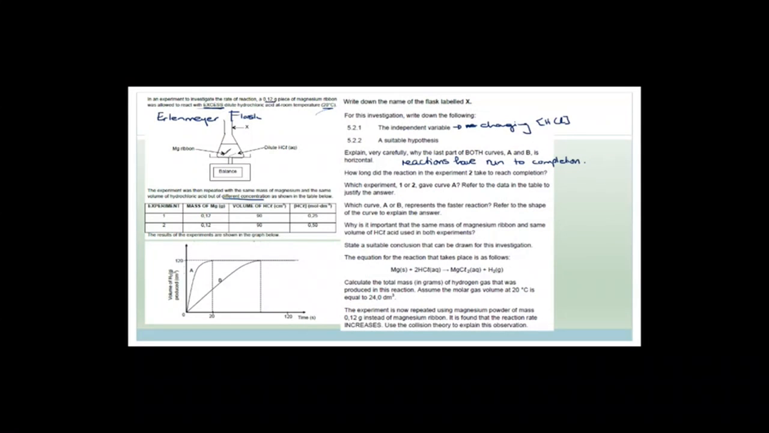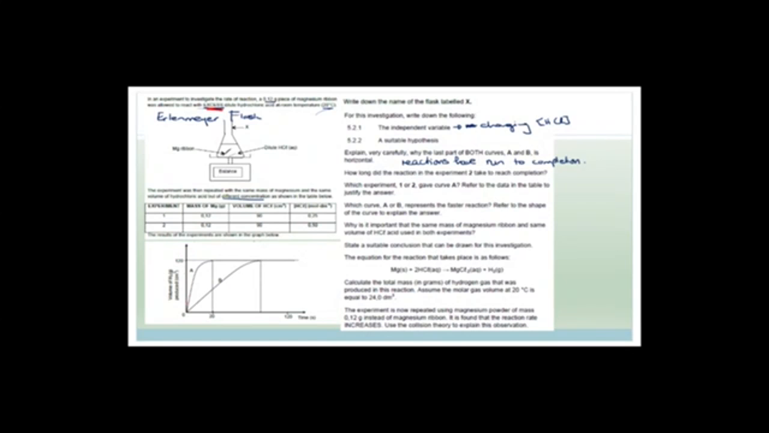Okay. So we did this question, and we got as far as, explain very carefully why the last part of both the curves, A and B, were horizontal. And just to remind you what was going on here, we had an experiment where the person had taken magnesium ribbon and put it in excess dilute hydrochloric acid at room temperature. In experiment one, the mass of the magnesium was the same, the volume was the same, but the concentration of the hydrochloric acid was doubled in the second reaction.